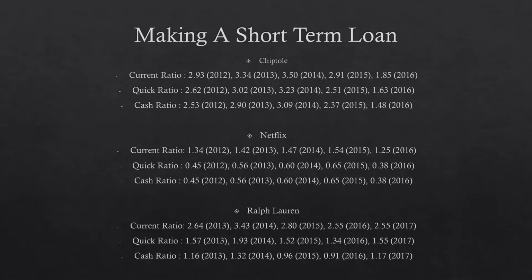So as we analyze our data and we look at everything that each company has done in the past 5 years, who we give a short-term loan to would be Chipotle because they have the best numbers and best stats when it comes to current, quick, and cash ratio.